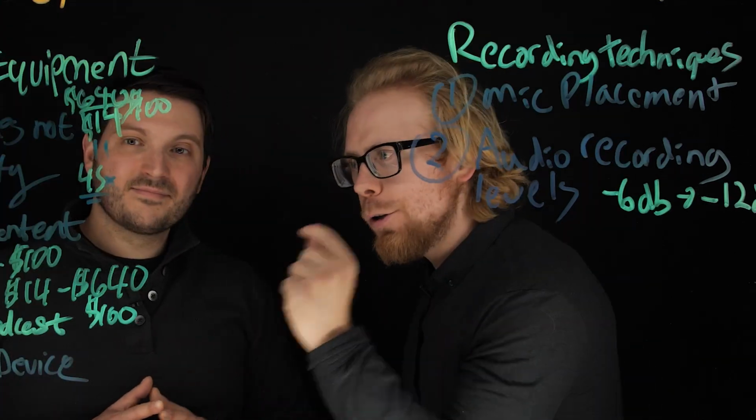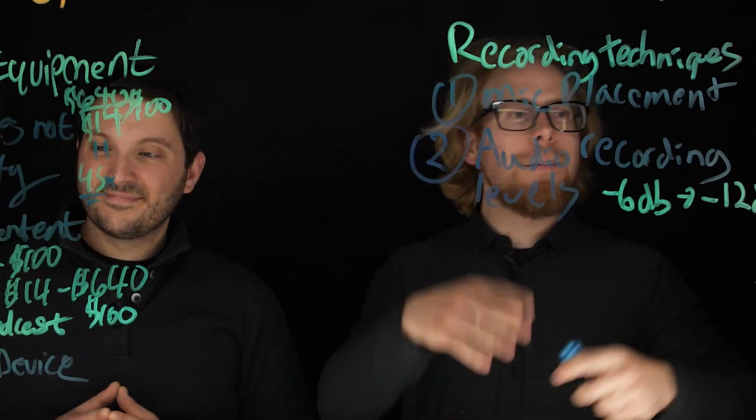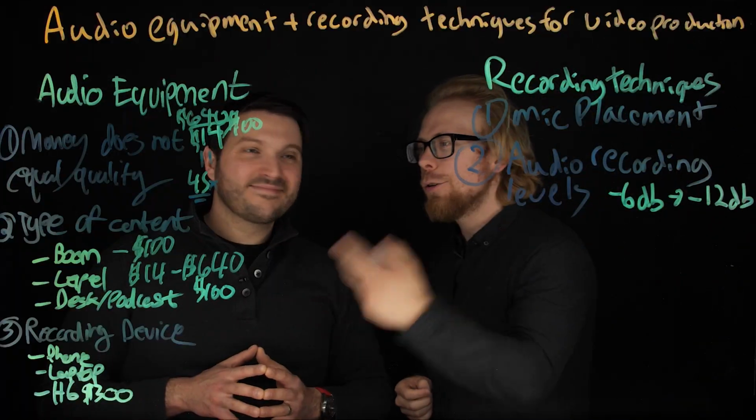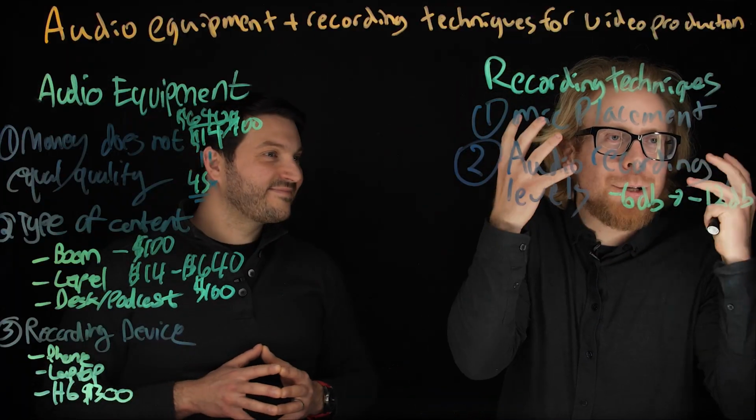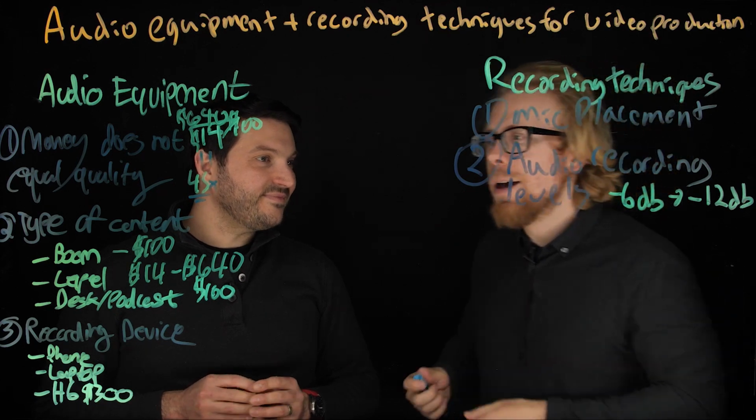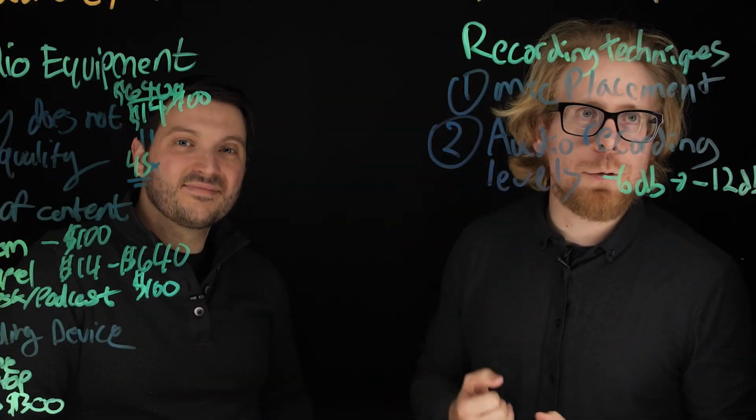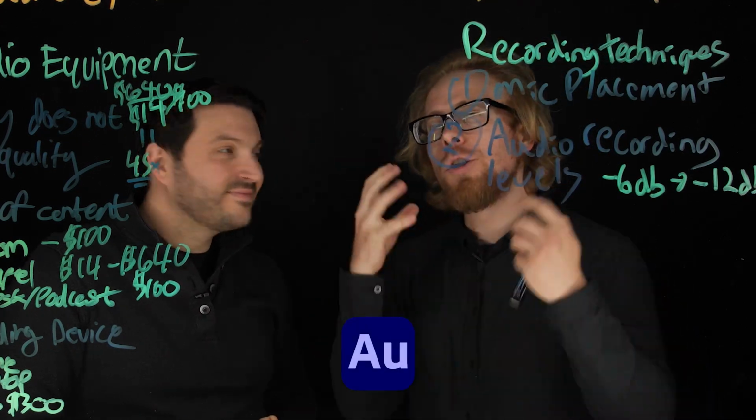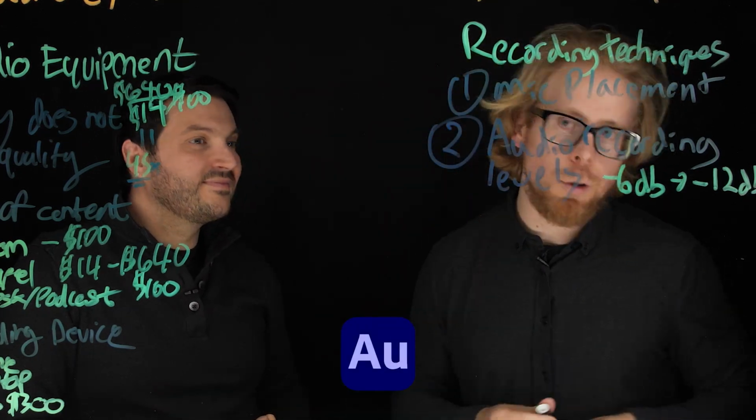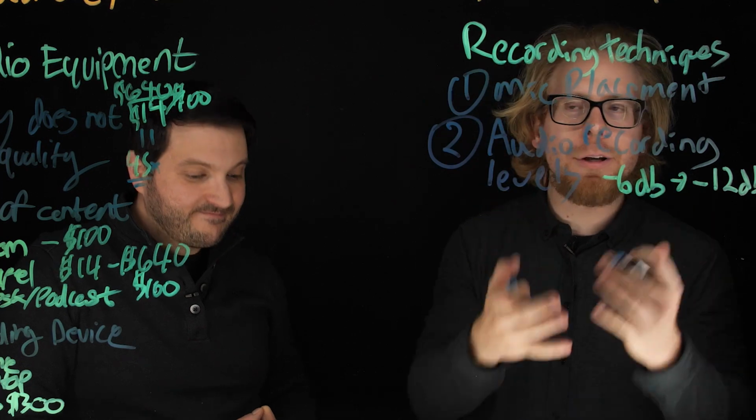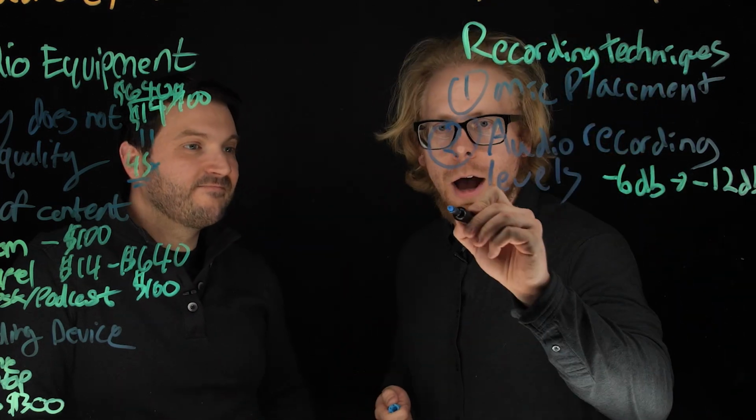Now, if you are using your phone, you may not even see these options. If you're using your laptop, same thing. You may not actually be able to see these options. On the H6, it's super easy to see these options. And if you're recording into software like Audition, you will be able to see these options as well. Just really important: the high level here is you don't want distorted audio.